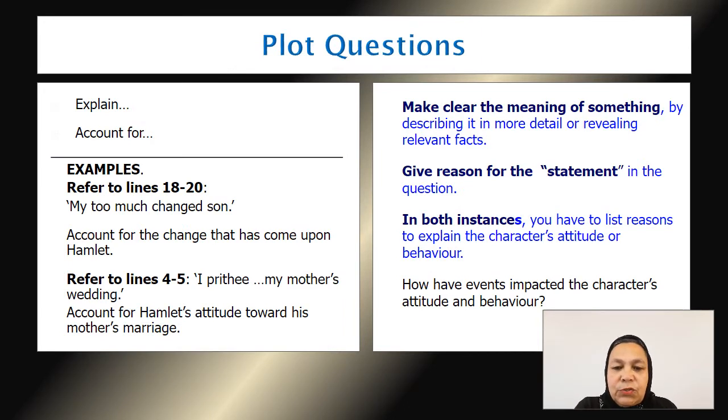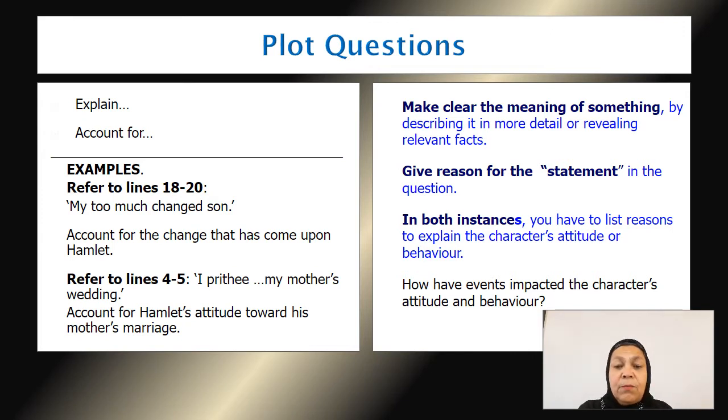Other types of questions you get would be where you have to explain something. In this case, you have to make clear the meaning of something by describing it in more detail or revealing other relevant facts. Or if you're asked to account for, you have to give a reason for the statement presented in the question. So here we have examples, and once again, these are straightforward questions. Refer to lines 18 to 20, my too much changed son. Account for the change that has come upon Hamlet. In the next question, refer to lines 4 to 5, I prithee, my mother's wedding. Account for Hamlet's attitude towards his mother's marriage.